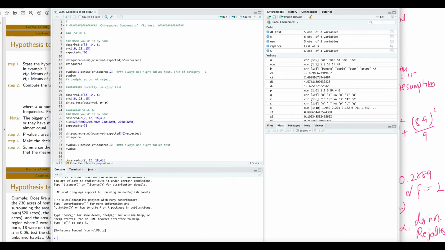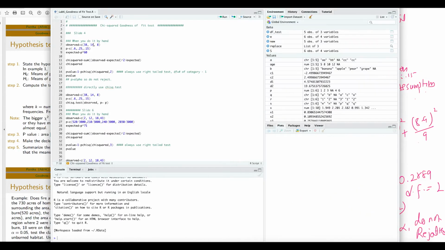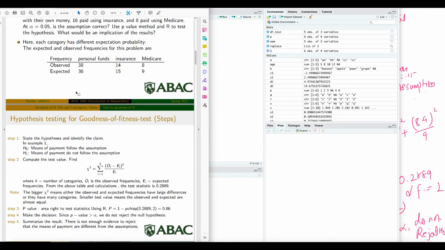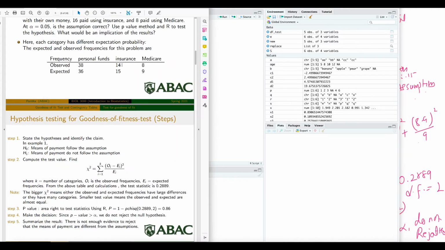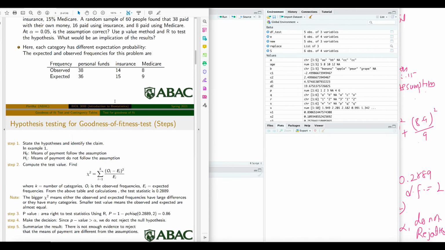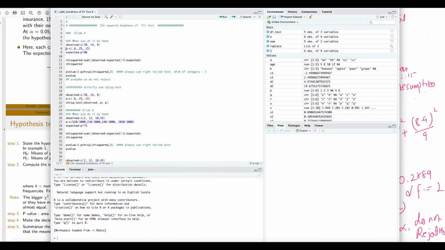So what is the observed? Observed, I wrote C and then 38, 14, 8. Oh, 38, 16, 8, right? Was that 16 or 14? 14, not 16. Yeah, it is 14. 38, 14, and then 8. Did I write 16? That should be 14. That is wrong, okay? 38, 14, 8.